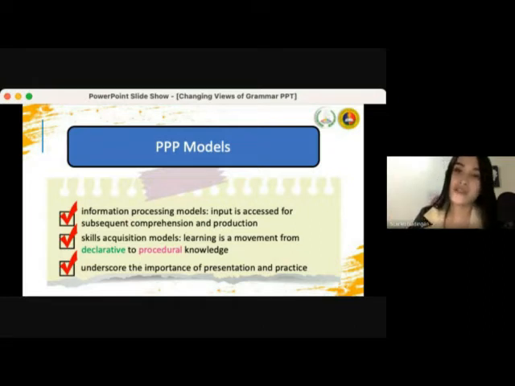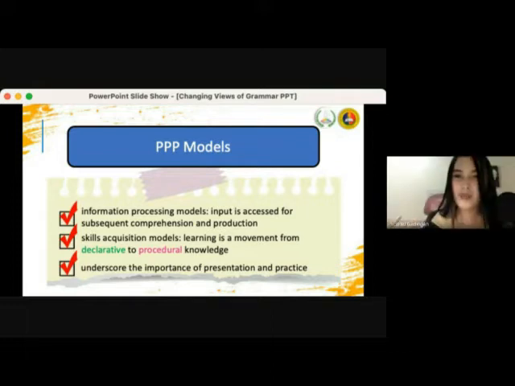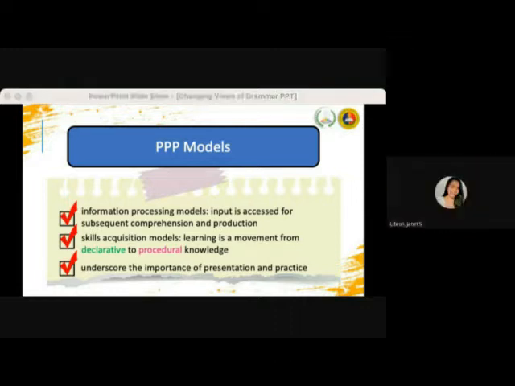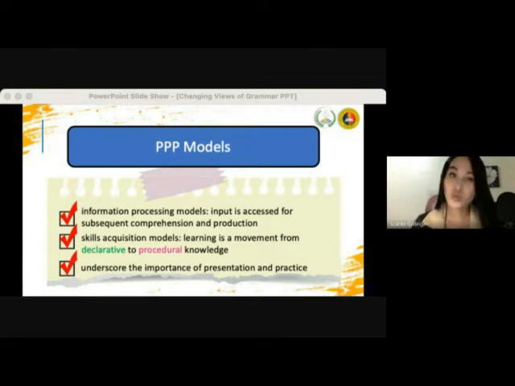How about procedural this time? Yes, Lebron, can you repeat it because you were breaking? Okay, so procedural knowledge is your knowledge of how to use it. Basically, it's the opposite of declarative knowledge. Procedural knowledge this time is your knowledge of how to really use the system or the rule in production situations.